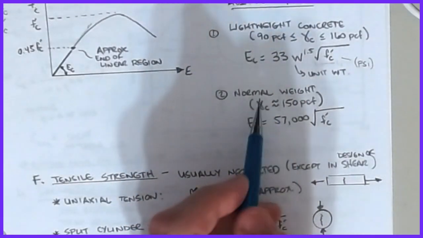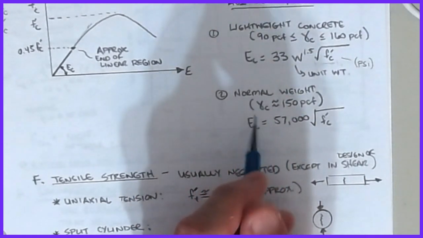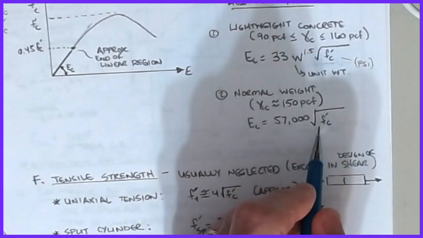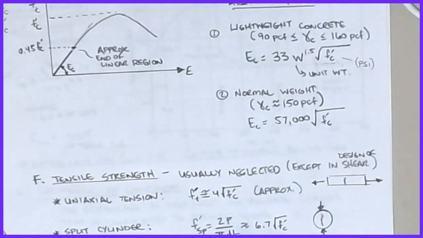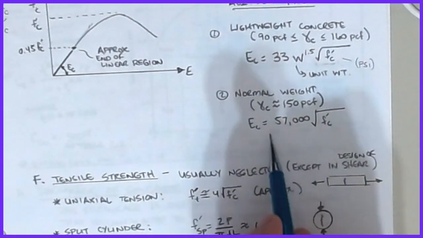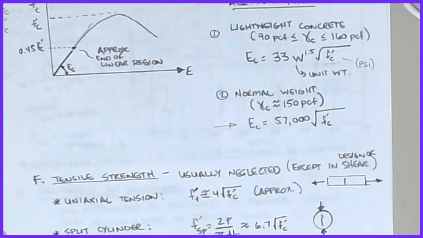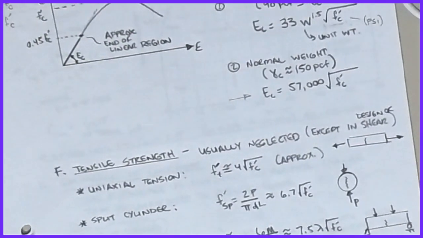Now for normal weight concrete, which has a gamma of 150 pcf, pounds per cubic foot, I'm going to be looking at doing 57,000 times the square root of f'c. And this will get you to an Ec measured in psi. So those are the two different formulas. Most often, for most structures, we're dealing with this guy, 57 square root of f'c. So that's for our compressive behavior.